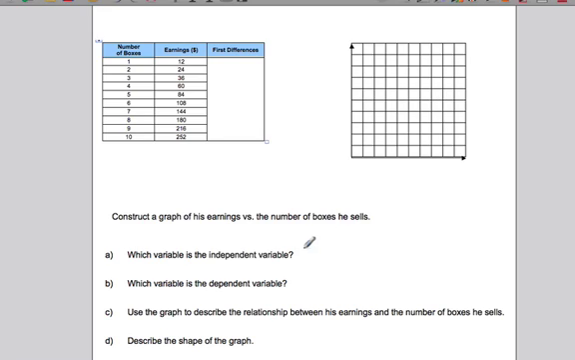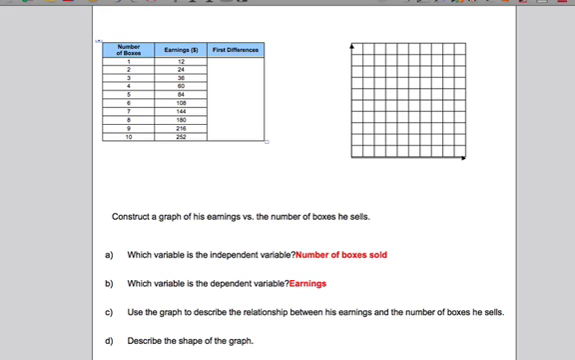Here's our table, and it says which of these is the dependent variable, number of boxes, or earnings? Well, earnings depends on the number of boxes he sells, so earnings is the dependent variable. That means that number of boxes sold is the independent variable. And once again, earnings is the dependent variable.